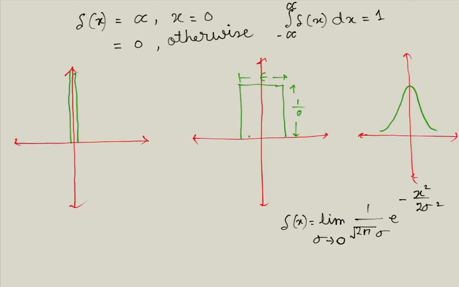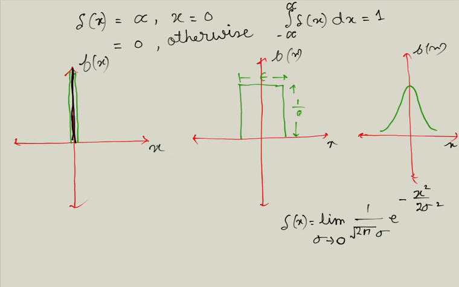Now we will look at some mathematical formulation of the Dirac delta function. As I have already written, the definition of the Dirac delta function is this one, and when we integrate the delta function from negative infinity to positive infinity, the total area is equal to unity. If you draw the graph of the delta function, it will look something like this. As it is infinity at the origin, it is very narrowly spiked at the origin.